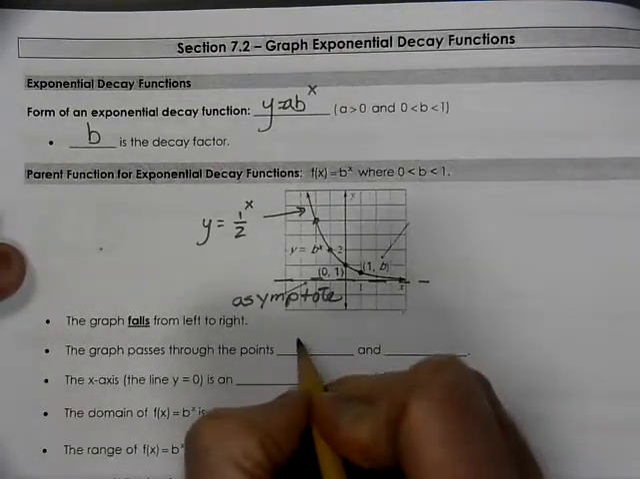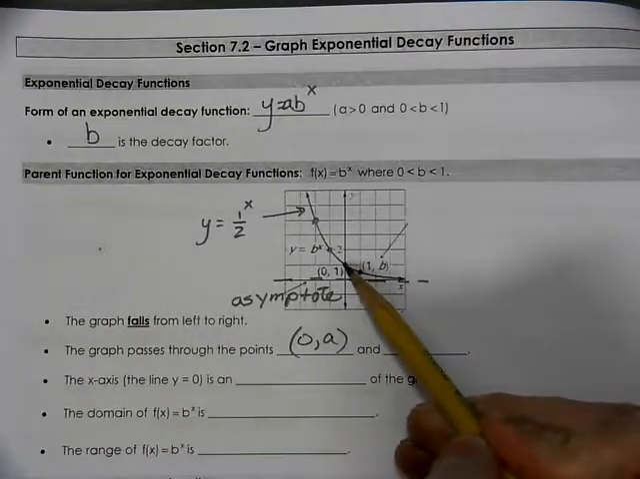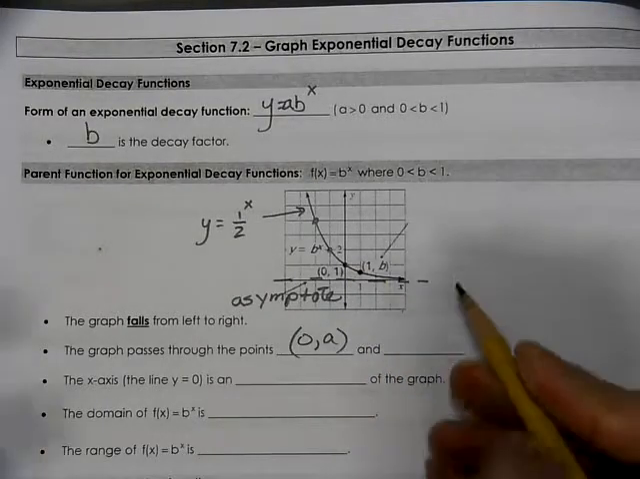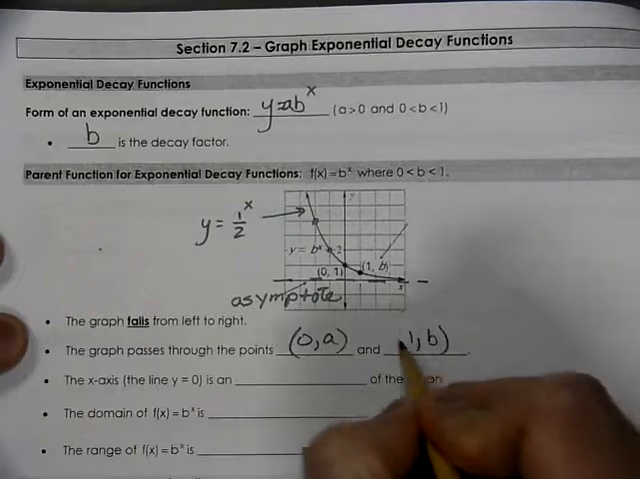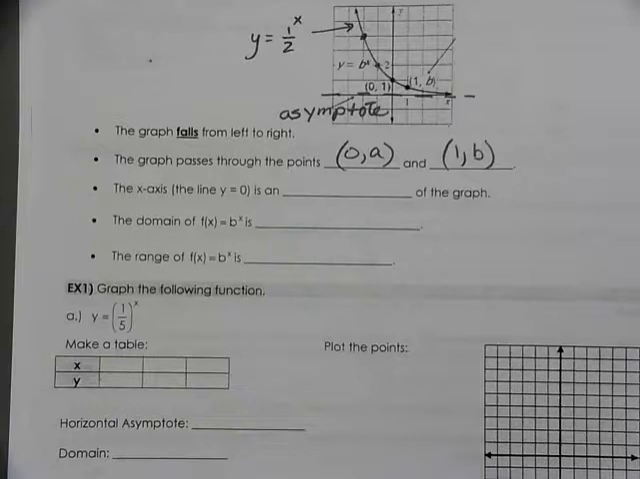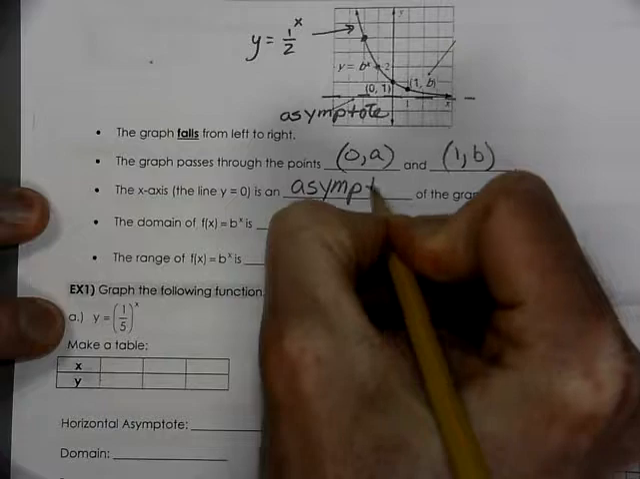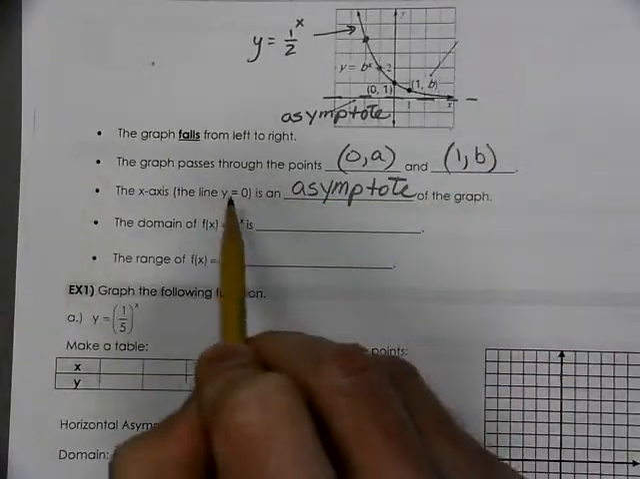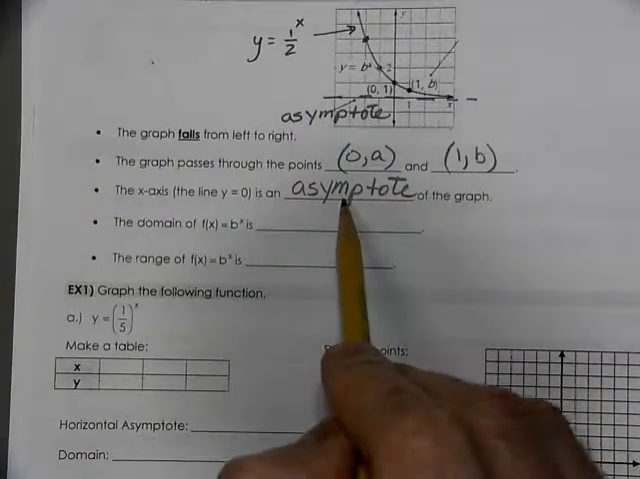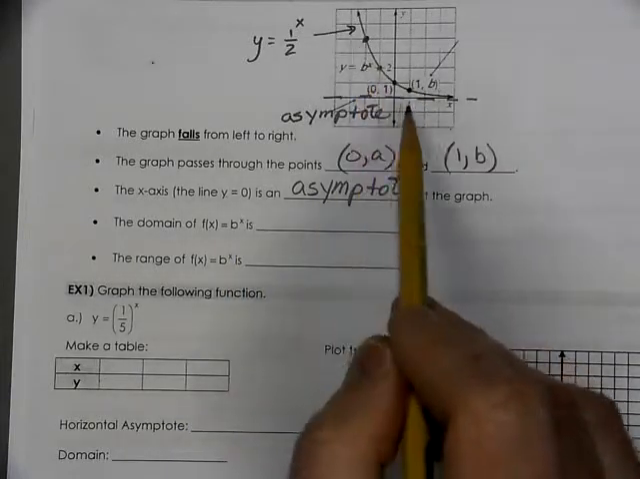Our points that we have are (0, a). When a is 1, it's going to be at 1. When a is 2, it's going to be multiplied twice that amount, so it's wherever the a is at. And (1, b). Our axis of symmetry is where the asymptote is for this parent function. So when y is 0, as long as there's no translation up or down, our asymptote is going to be at y equals 0. What type of numbers can we plug in?